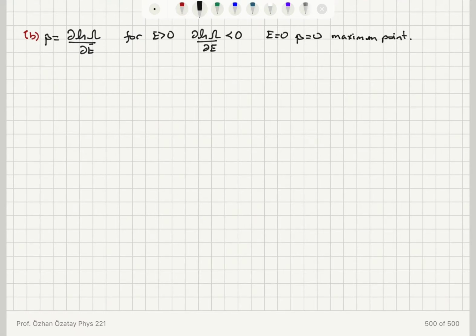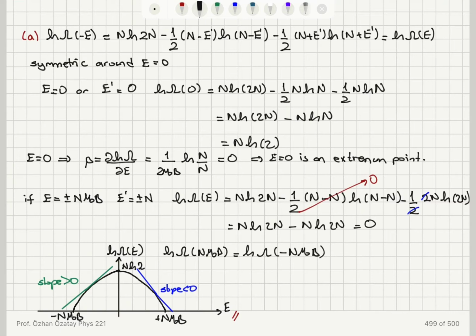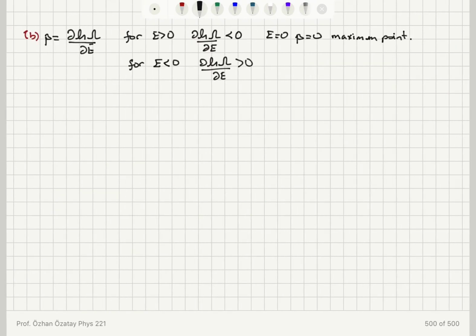We already talked about that part. And when energy is negative, del ln omega del E is positive, so that would be the green line here. So if you sketch beta as a function of energy, basically we see that beta is 0 at E equal to 0. It is negative for positive energies, and positive for negative energies. So it will look something like this. This is a qualitative sketch.